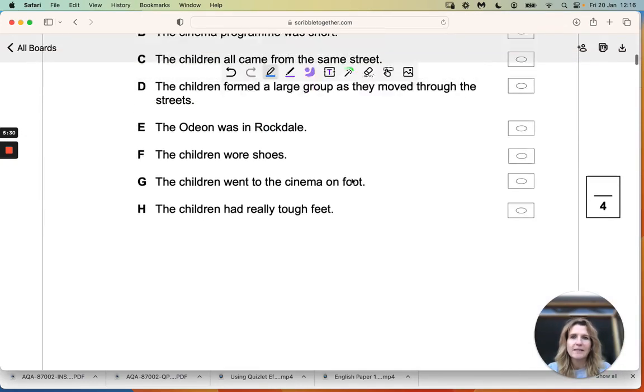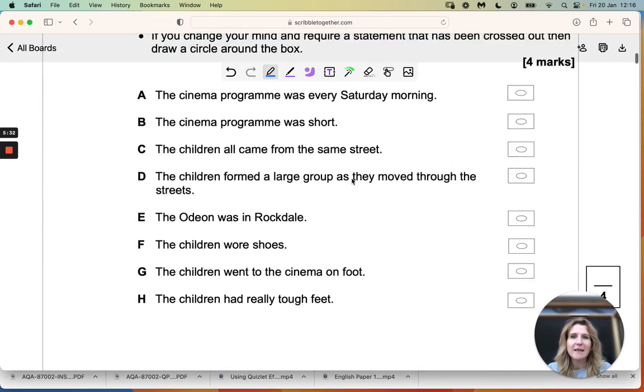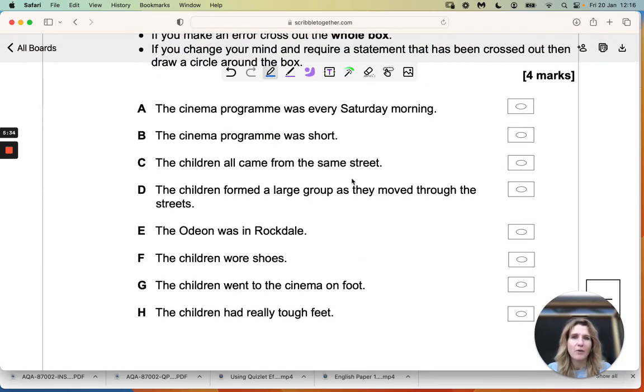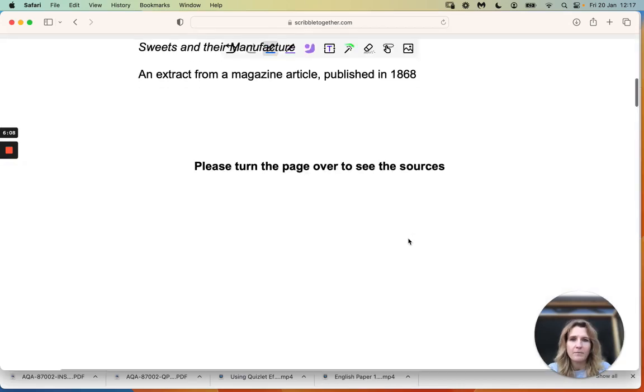So you're going to see 8 statements, and 4 of them are correct. The cinema program was every Saturday morning. The cinema program was short. The children all came from the same street. The children formed a large group as they moved through the streets. The Odeon was in Rockdale. The children wore shoes. The children went to the cinema on foot. The children had really tough feet. Okay.